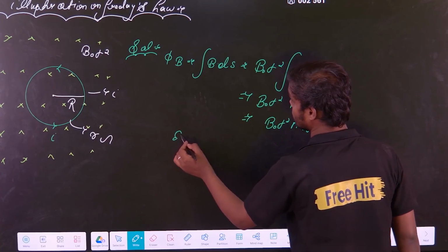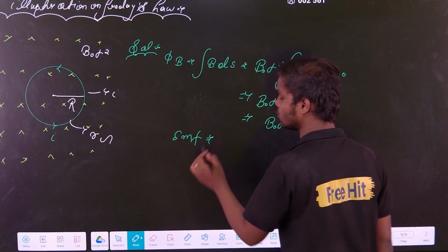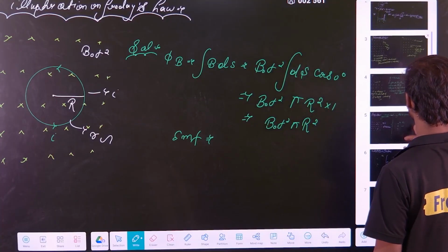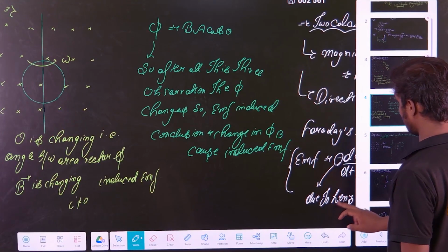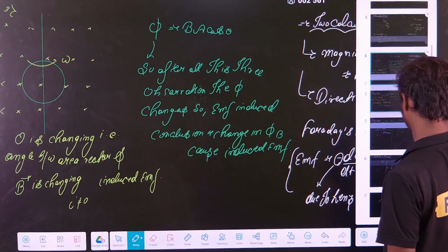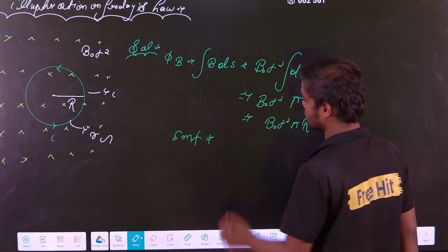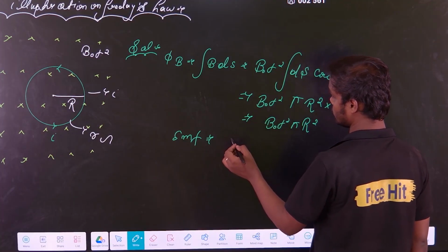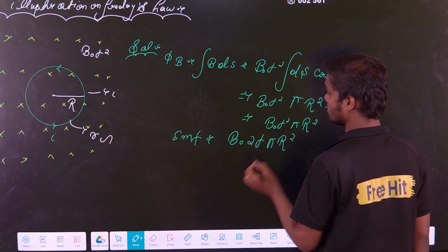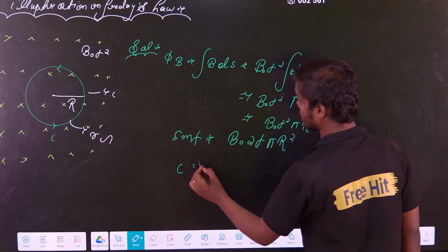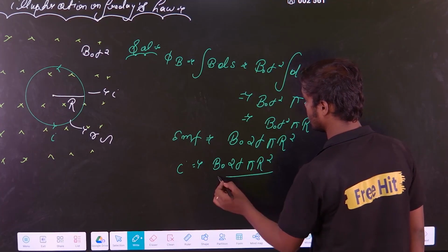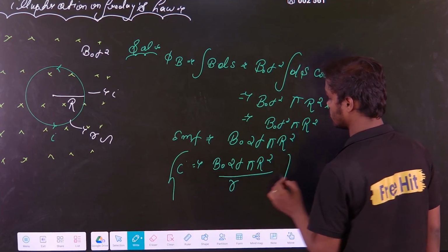So what is EMF? Don't consider the sign. The negative sign is due to Lenz's law, because it is opposed. So EMF is equal to, just differentiate this, B0 into 2t pi r squared. That is the EMF. Now what is the current? The current will simply be B0 into 2t pi r squared divided by R. That is the current. Answer.